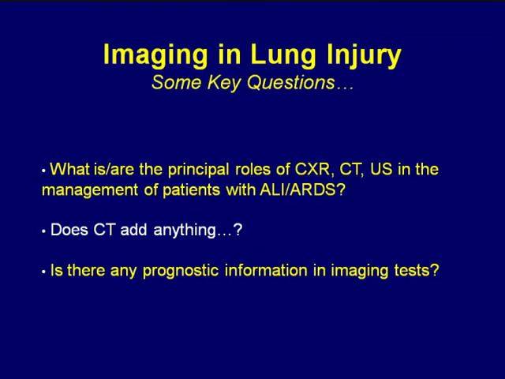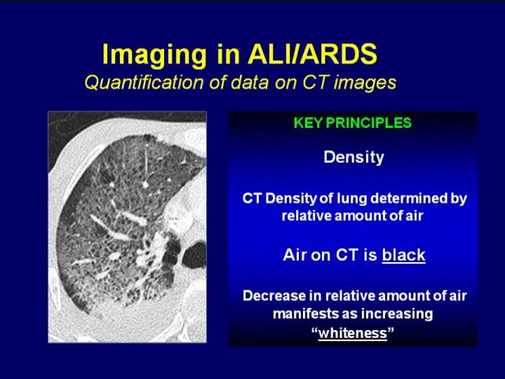So does CT add anything to our analysis? Well, CT is nothing if not a big density meter. CT, at the end of the day, tells us about differences in physical density, plain and simple. And the density of the lung, as we all know, is essentially determined by the relative amount of air inside the lung. Air on CT, as we know, is black. And so any changes in the amount of air in the lung will change the density of the lung. And that, in essence, is CT of the lung. I know I'm simplifying it, but this is important.